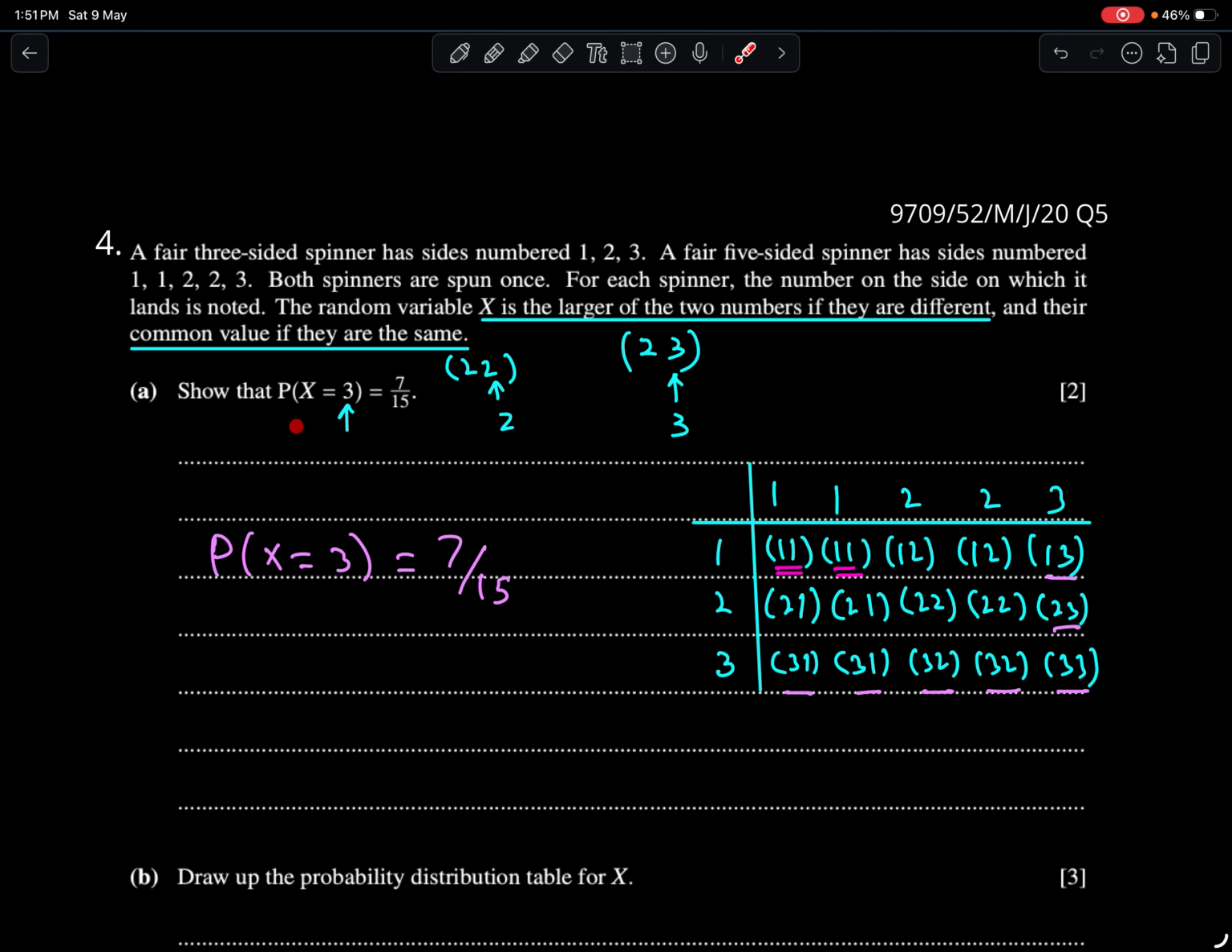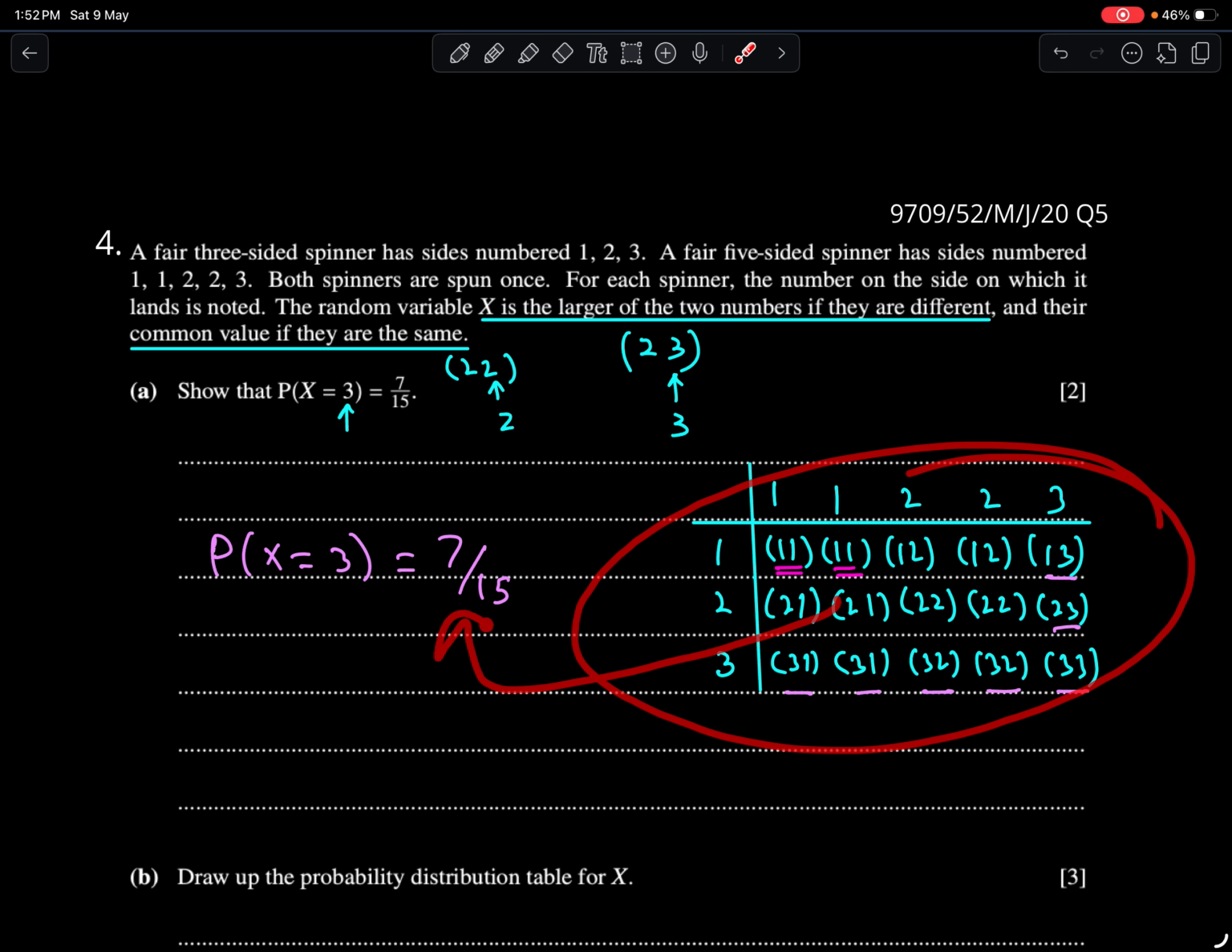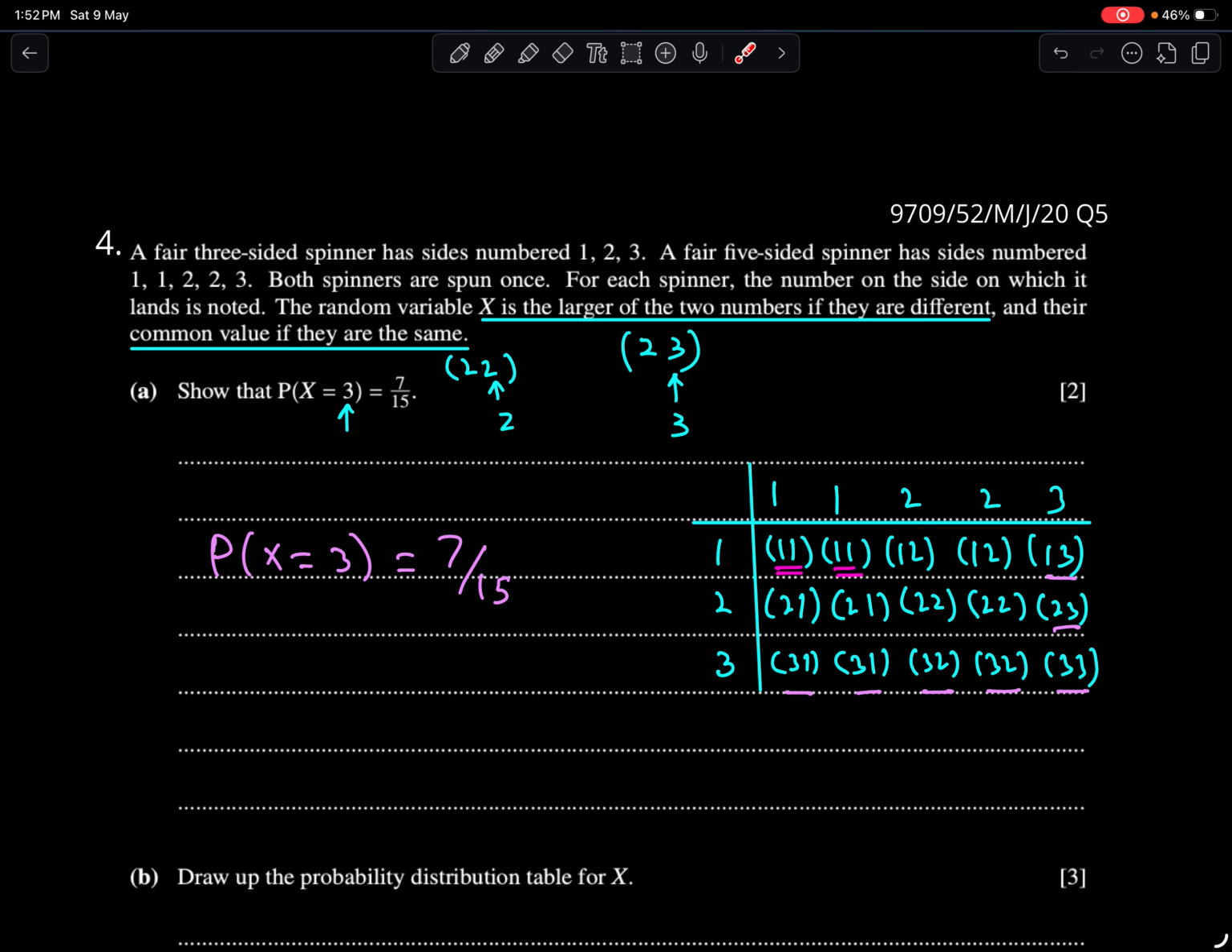Now find the probability that X is 3. Now check 3. See, the score is 3 here. From here 3, X is 3. Larger number, same number: 3, 3, 3, 3, 3, 3. Now count these numbers. 1, 2, 3, 4, 5, 6, 7. 7 upon 15. See, possibility space diagram made this question very simple.